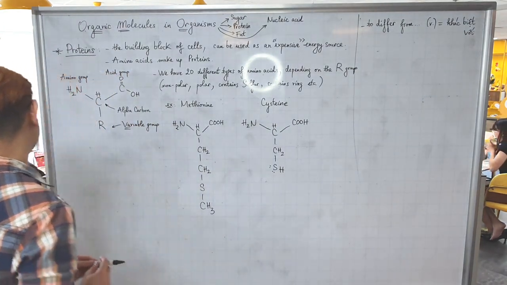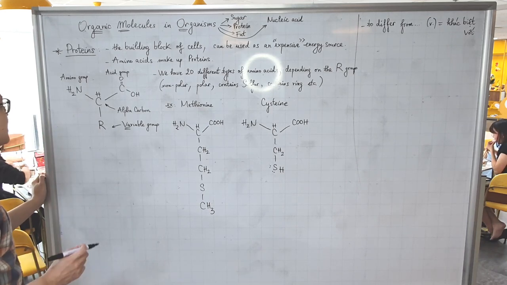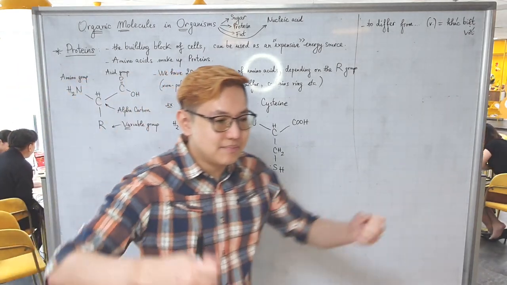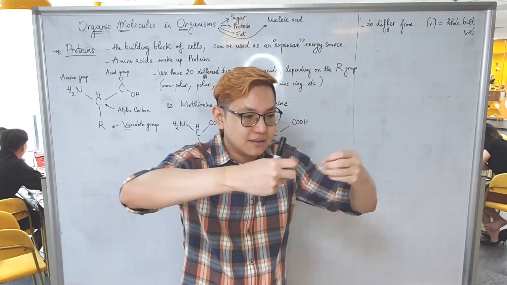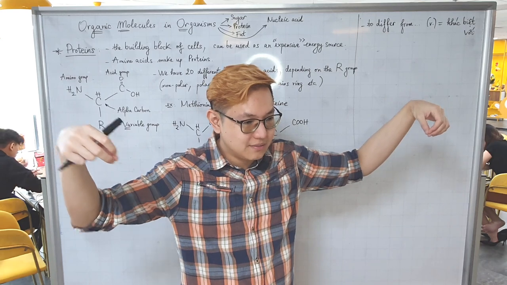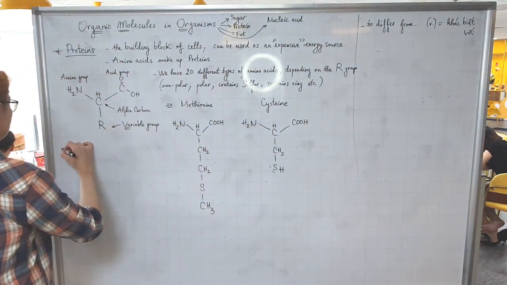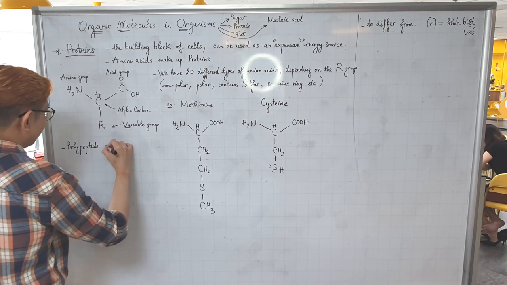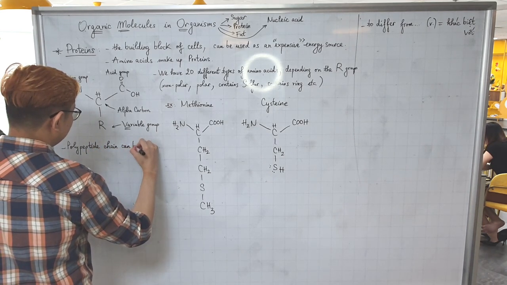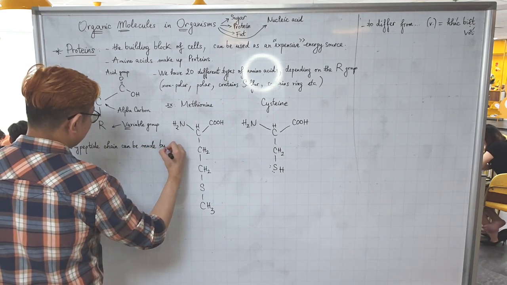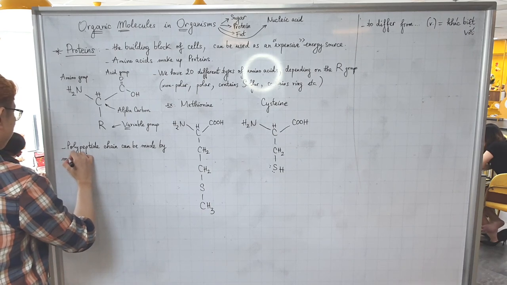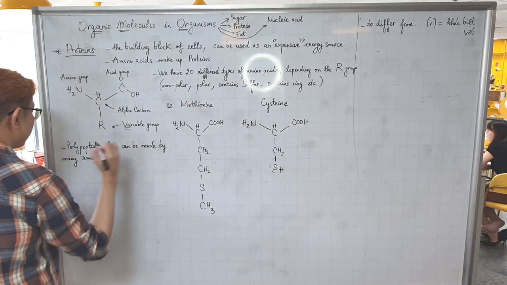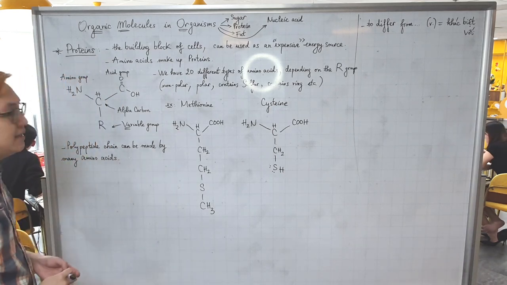Anyway, okay, so what else? Of course, proteins can react and they can, you know, become polypeptides. A polypeptide chain can be made by many amino acids. Okay. Chuỗi polypeptide được tạo ra bằng nhiều cái amino acid khác nhau.